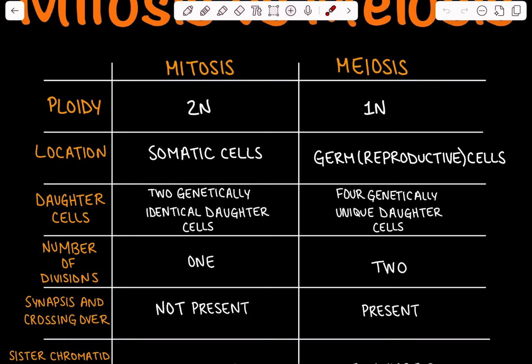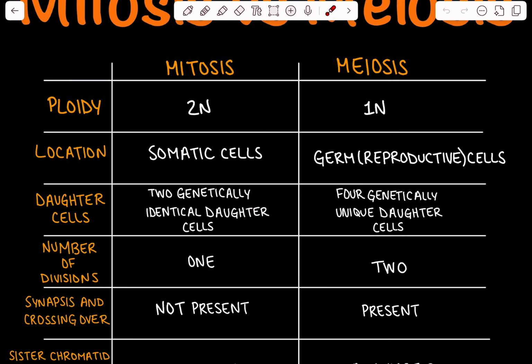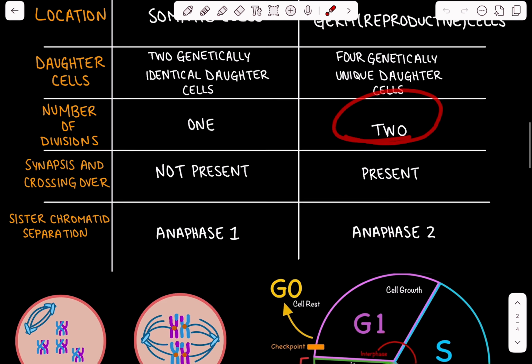Now, the number of divisions. Remember, when we talk about mitosis, the first stage was prophase, then we had metaphase, then we had anaphase, then telophase. So in mitosis, we see 1 round of PMAT, which is your prophase, metaphase, anaphase, telophase. But in meiosis, we see 2 rounds of division. So we see this process occur 2 times. So in mitosis, there's 1 round of division, whereas in meiosis, there's 2 rounds of division.